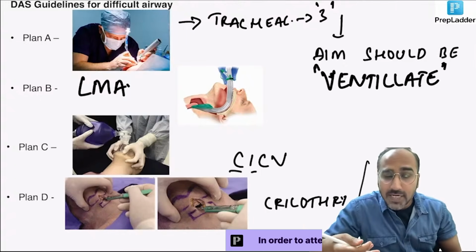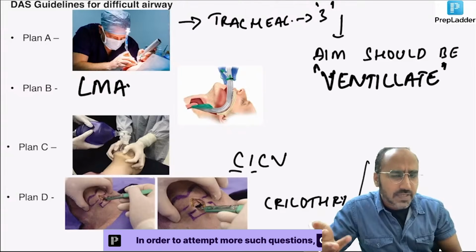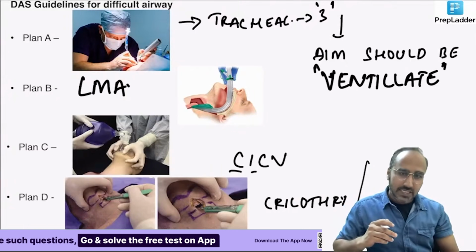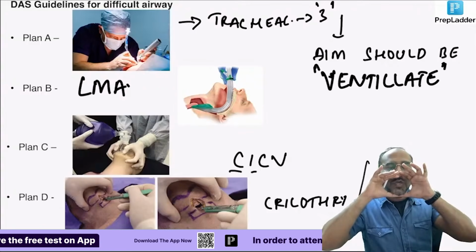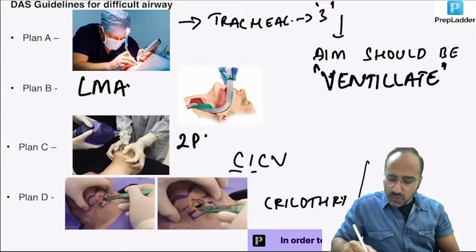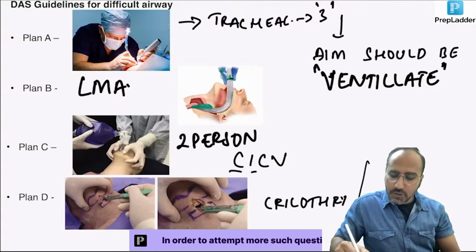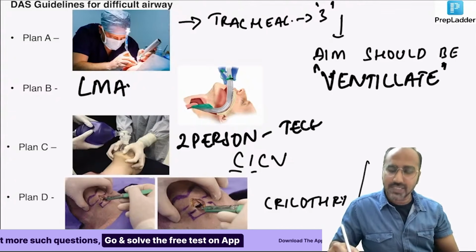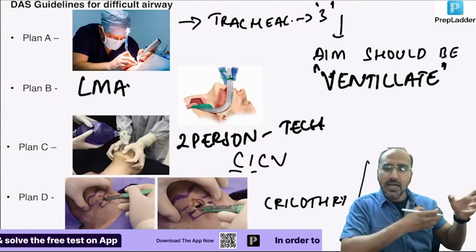After putting the LMA, in about 90% of cases the patient's saturation improves, but if it still does not improve, then you go for plan C. Plan C is to remove the LMA and go for the 2-person technique. If even that fails, which is very rare, guys. The 2-person technique of ventilation means one person will be holding the mask, and one will be bagging.